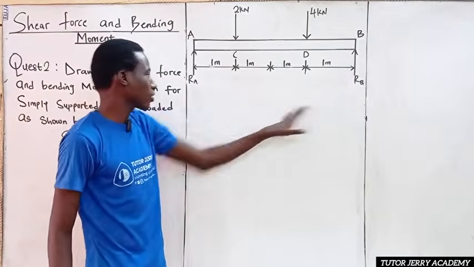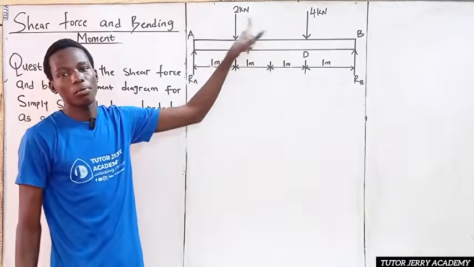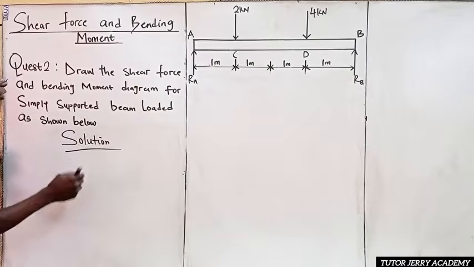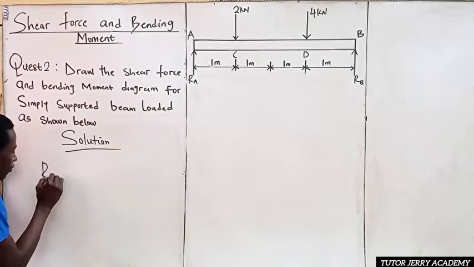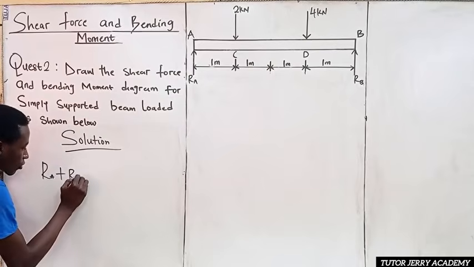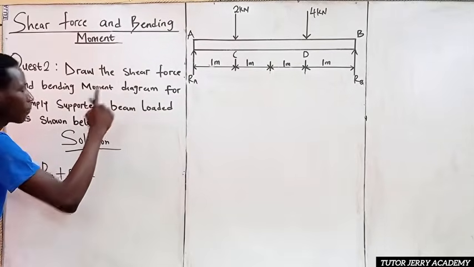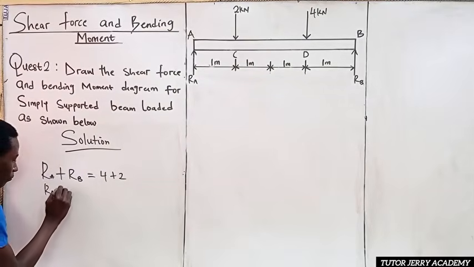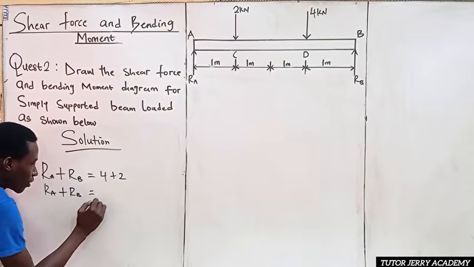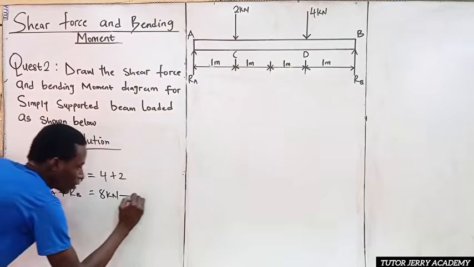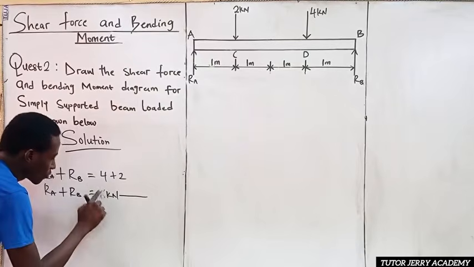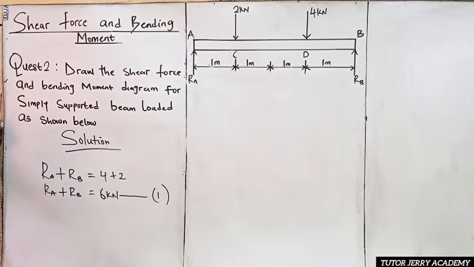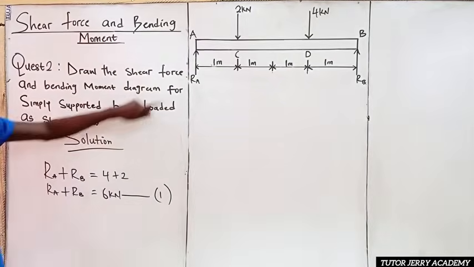So our RA plus RB will be equal to 4 plus 2. So first thing first, sum of upward force equals sum of downward force. Definitely RA plus RB will be equal to 4 plus 2. This implies that RA plus RB will be equal to, oh sorry, 4 plus 2 is nothing but 6. So this is 6 kilonewton. This is our equation 1.